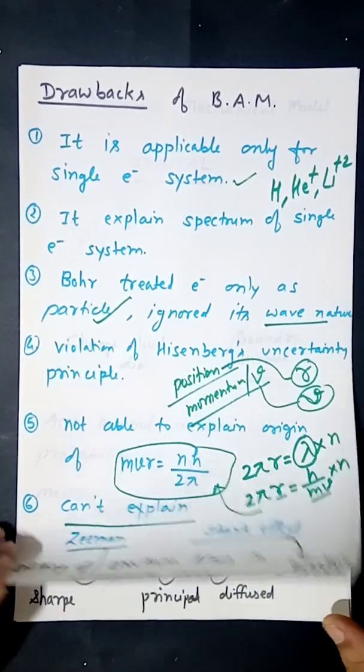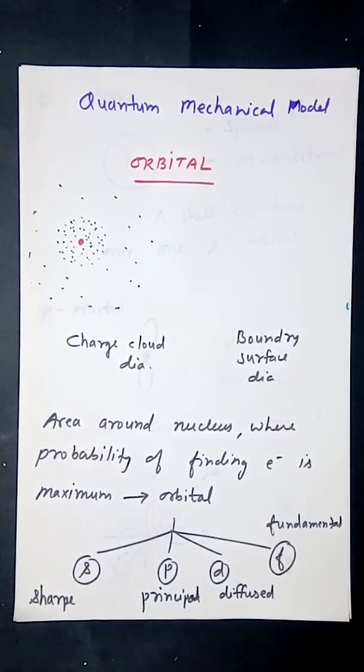This was the drawback of Bohr atomic model, later on explained in the quantum mechanical model. So these all are drawbacks of Bohr atomic model, and in the next class we start with the quantum mechanical model.